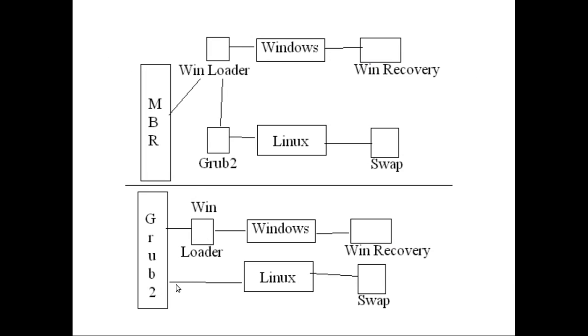Down below is typically what most Linux setups end up using, where the master boot record is replaced by Grub 2, and then it has the Windows loader for loading Windows, and then there's an option for Linux and its additional information, partitions, swap, home, etc.